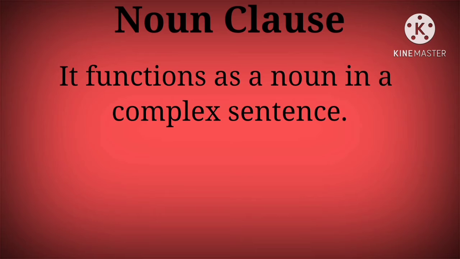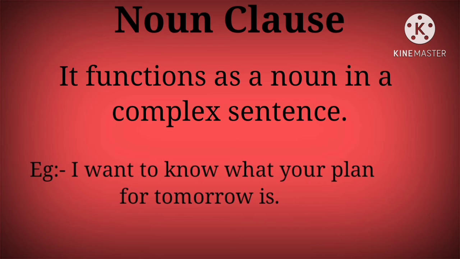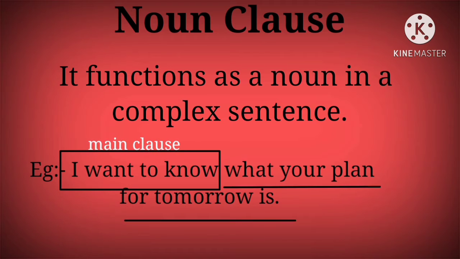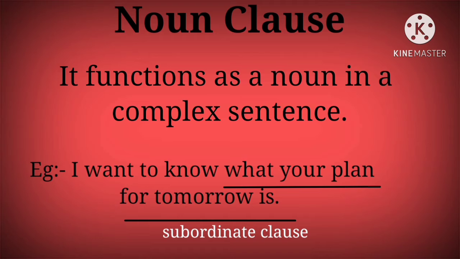Let's start with noun clause. It functions as a noun in a complex sentence. For example, I want to know what your plan for tomorrow is. First of all, we have to find out how many clauses there are in the sentence. So as you can see, I want to know is a main clause and what your plan for tomorrow is is a subordinate clause. Now our job is to find out which form of subordinate clause this is. So it is a noun clause because it is functioning as an object of the verb know.